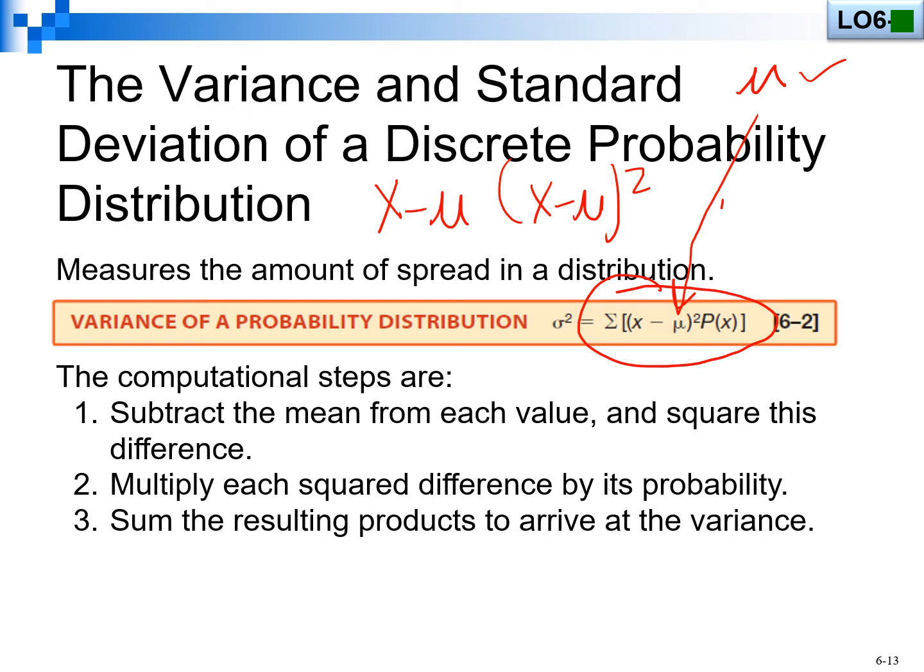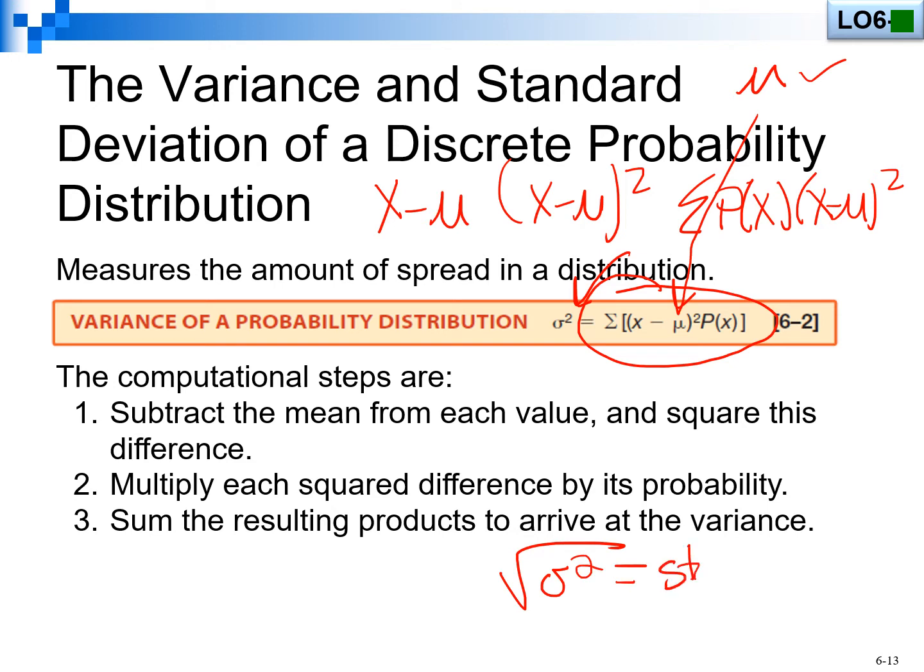Then what we're going to have to do is take the probability of x of each of these outcomes and multiply it by x minus mu squared. And then the last step will simply be to add up that column to get our variance. Then, once we do that, we can simply take the square root of the sigma squared, which is our variance, and that, of course, is going to give us what's called our standard deviation. So that part is really consistent from the previous chapters.